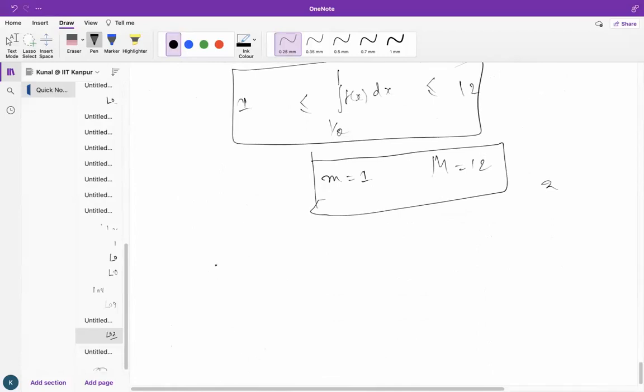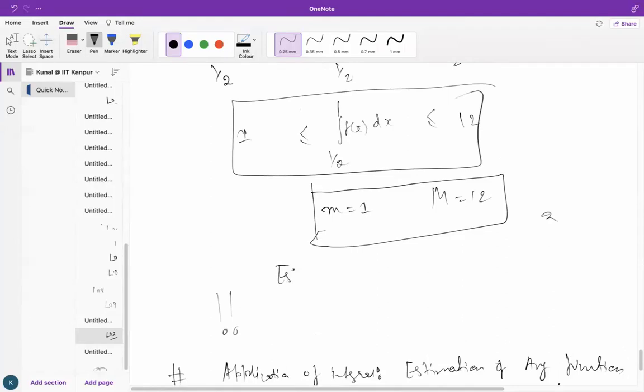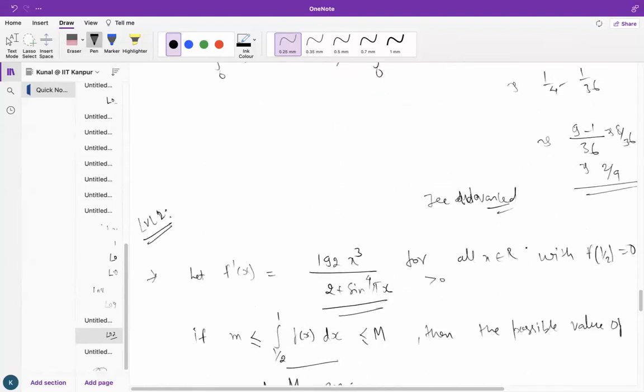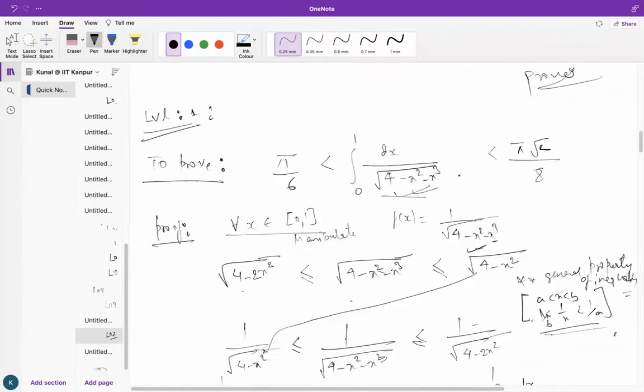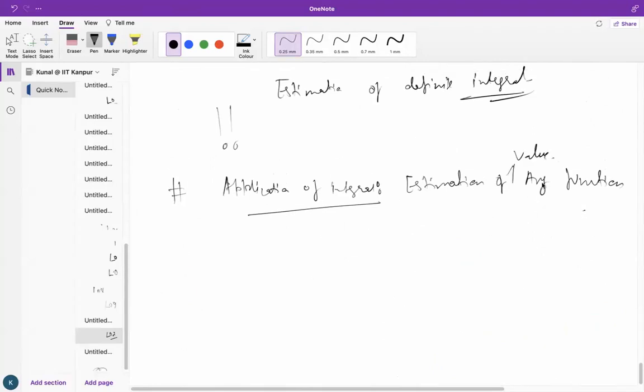So that's all for today, guys. In the next class, we are going to read a new application of integral, which is based on estimation of any function value, like how to estimate any function value. So what have we read until now? Estimation of definite integral, and this is also an important topic. In today's class we also learned the implementation, how to implement those things. So in tomorrow's lecture, we are going to learn the estimation of any function value, and then we will move to the area after next. So that's all for today, guys. Thank you.